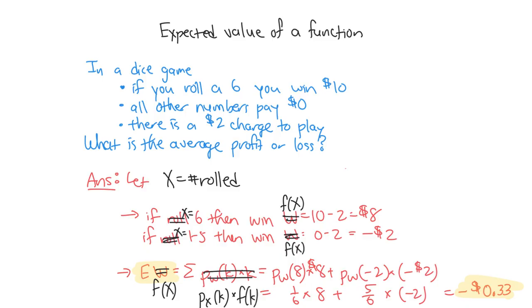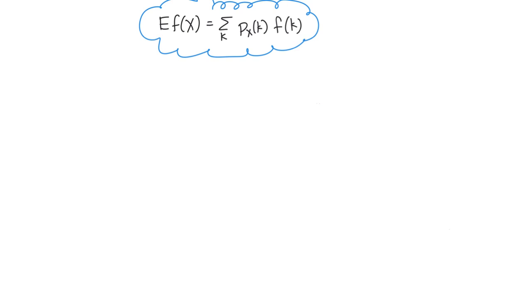So our earlier discussion of a dice game has allowed us to develop a new formula. The new formula takes a variable, like the number you roll, and it determines the average value of something else that depends on it. In this case, the average value of your payout. So that formula is going to be used as we go forward. This is known as the expected value of a function.